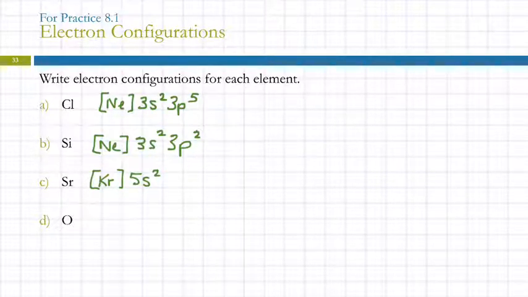Let's do the full thing for oxygen. Oxygen's pretty small. What's the first one? 1s2, 2s2, 2p4. One way to check at the end is add up all the electrons. 2 plus 2 plus 4 is 8. Is that the right number? Yeah, 8.